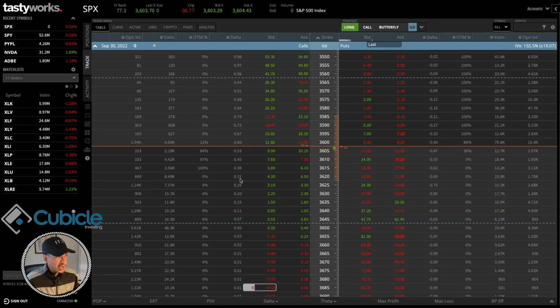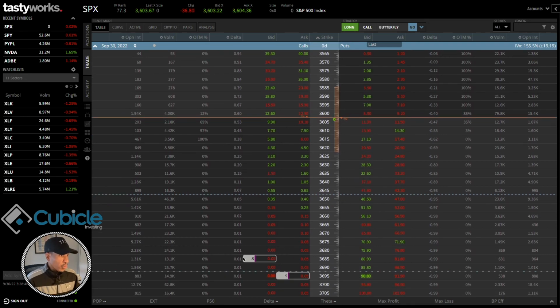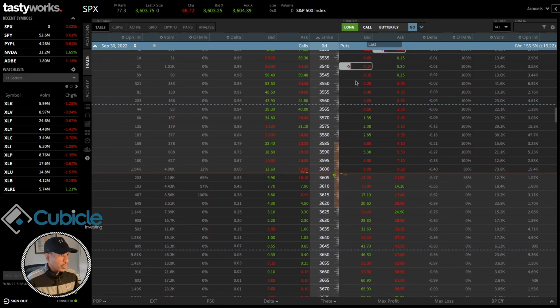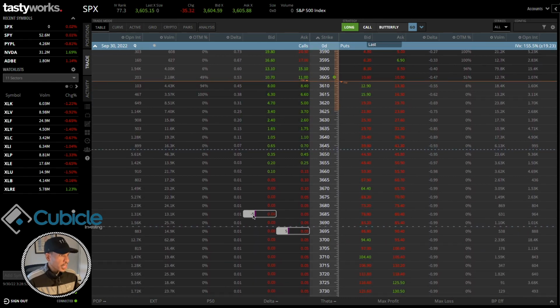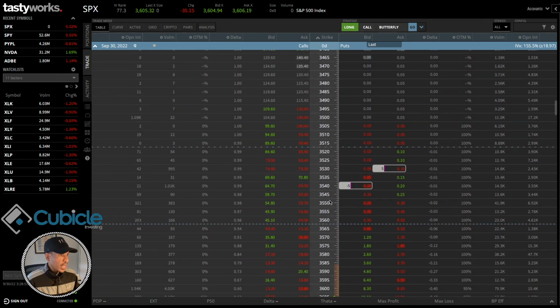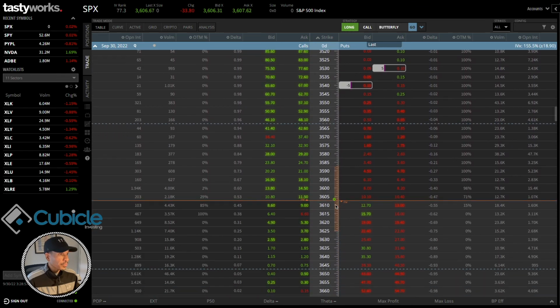So it's considered a symmetrical iron condor. And again, an iron condor is just a vertical call credit spread and also a vertical put credit spread. And they both have the same number of contracts. As you can see here, 5 on the call side and 5 on the put side.